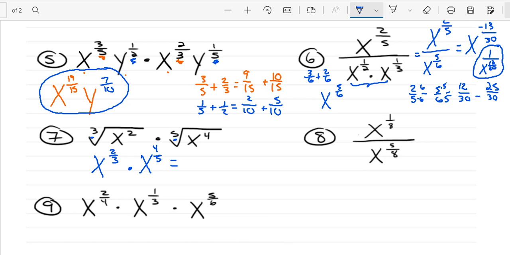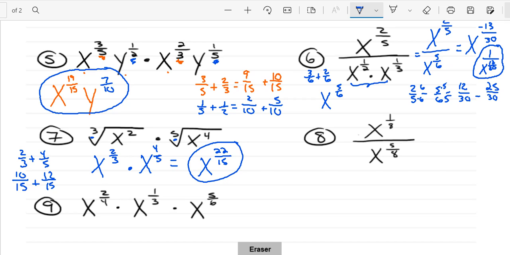And when we work on this, we add the exponents again. So we have 2/3 plus 4/5. Common denominator again for 3 and 5 is 15. This is 10, and this is 12. Our answer is going to be 22/15. And again, all answers can be left in exponential form.